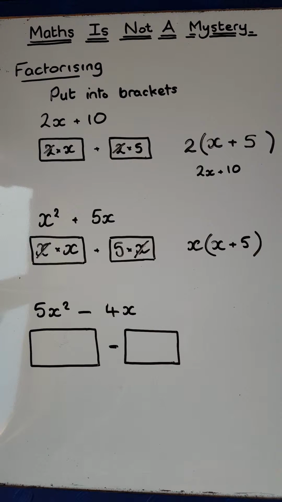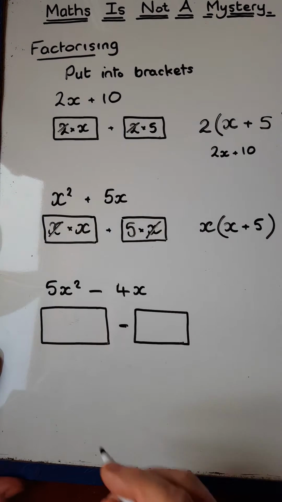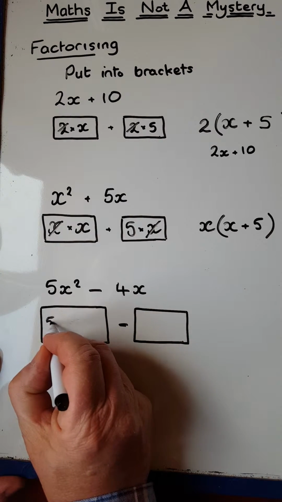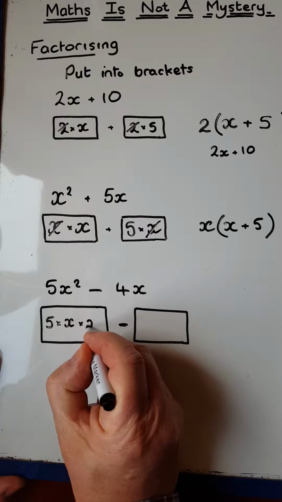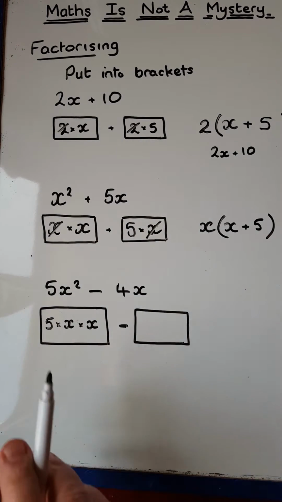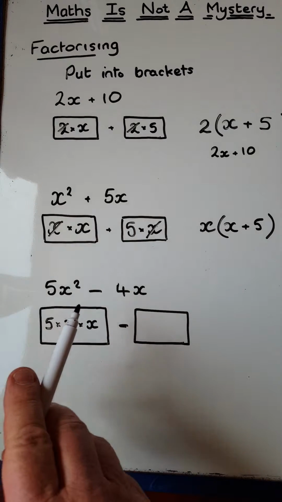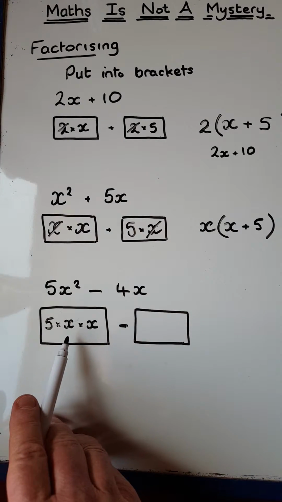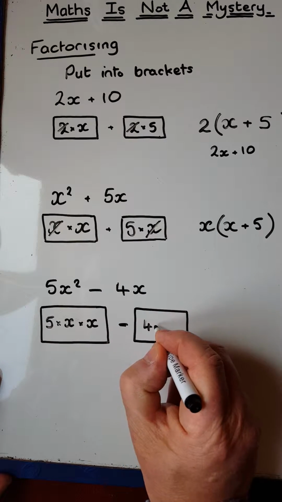Let's just build up. 5x squared plus 4x. Now, that is going to be written out as 5 times x times x. Can you see why that would be? 5 lots of x squared. X squared is x times x. So it's 5 times x times x. On the other side, it's 4 times x.